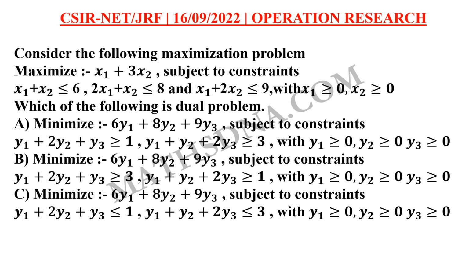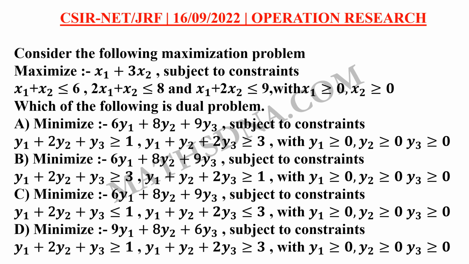Option C, the inequality is changed. The first constraint has less than equals to 1 and the second has less than equals to 3. All other conditions are the same. And now in option D, the coefficients of the minimized problem are changed. Firstly they were 6, 8, 9, now they are 9, 8, 6, whereas the constraints are the same as option A.